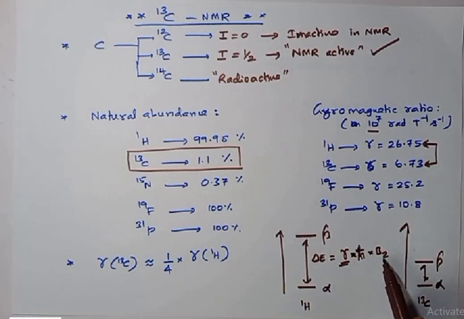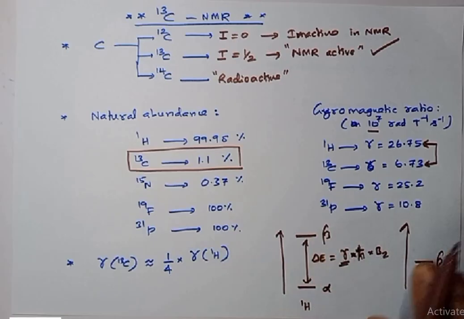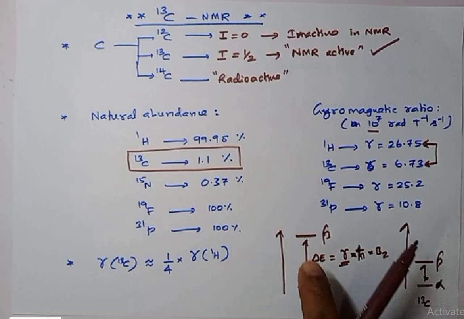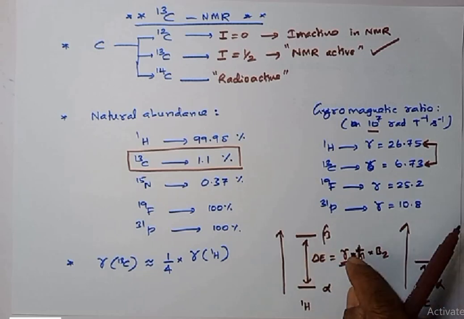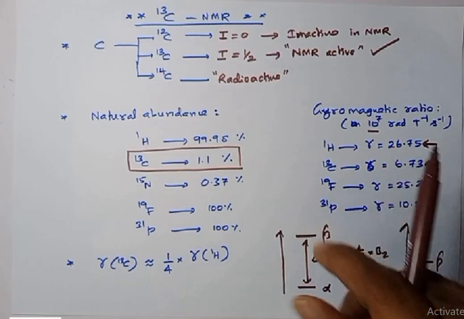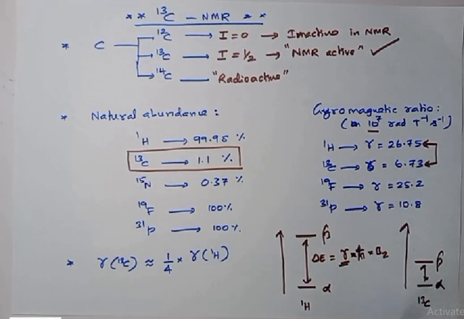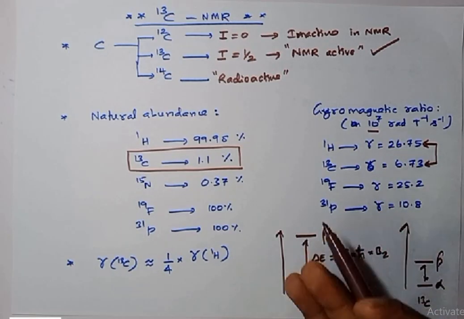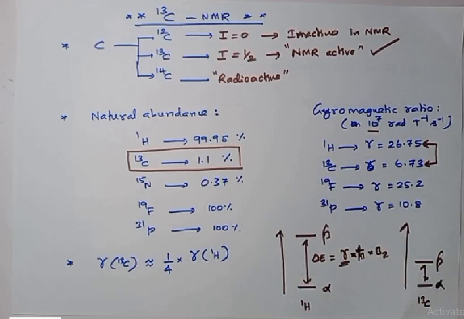Not only the gamma value, even the magnetic field strength. If I apply the same magnetic field strength for C13 and proton, then the gamma value of proton is large, therefore the energy gap is large. If the energy gap is large, then the population difference is also large. If the population difference is large, we get an intense signal in the NMR spectrum.